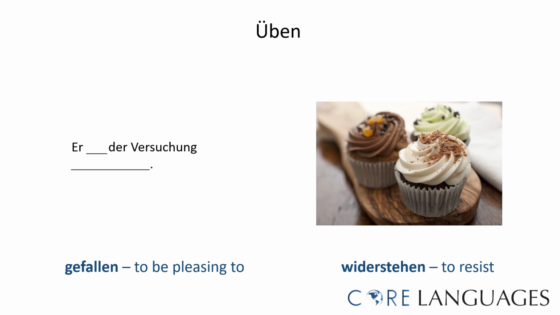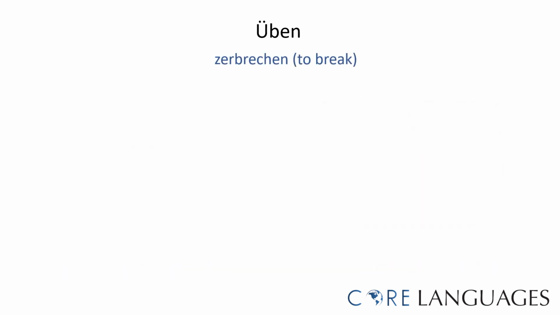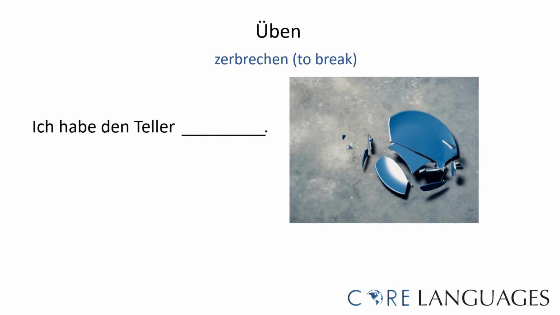Der Versuchung. The correct verb is widerstehen, and the correct sentence is, hat der Versuchung widerstanden. He has resisted the temptation. Look at this sentence and try to choose the correct participle of the verb zerbrechen, to break or to break into pieces. Ich habe den Teller zerbrochen or ich habe den Teller zerbracht. The correct participle is zerbrochen. Ich habe den Teller zerbrochen. I have broken the plate into pieces.